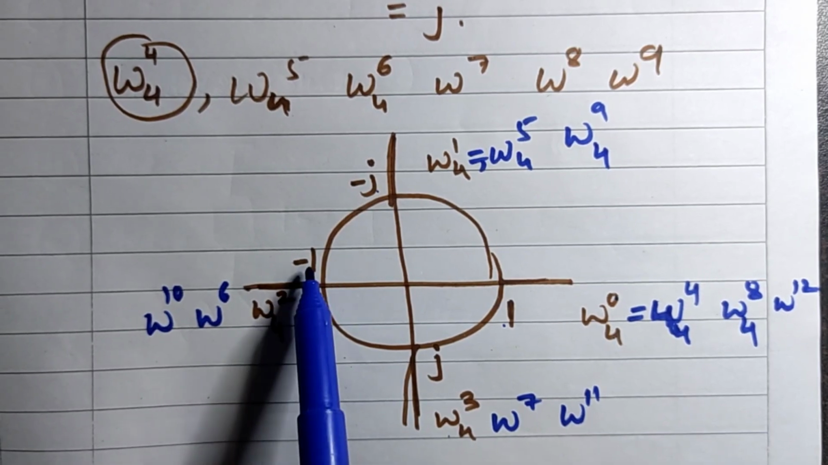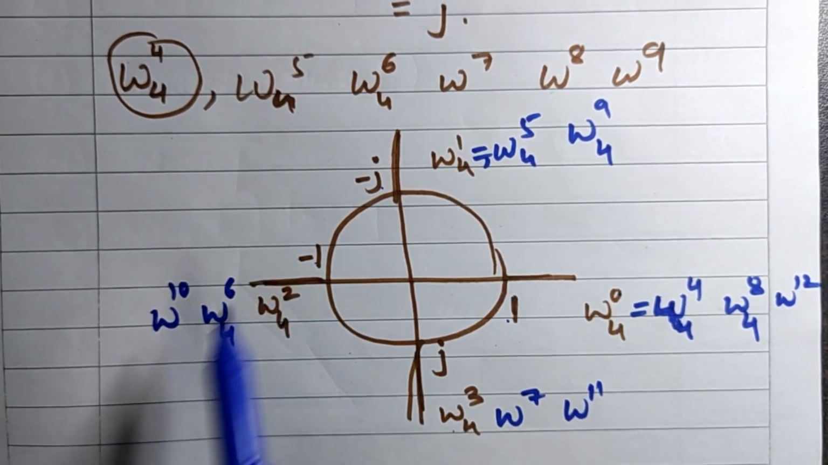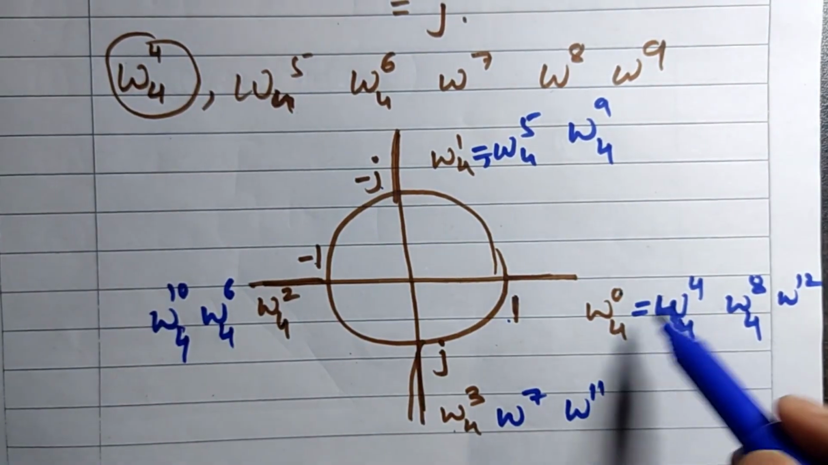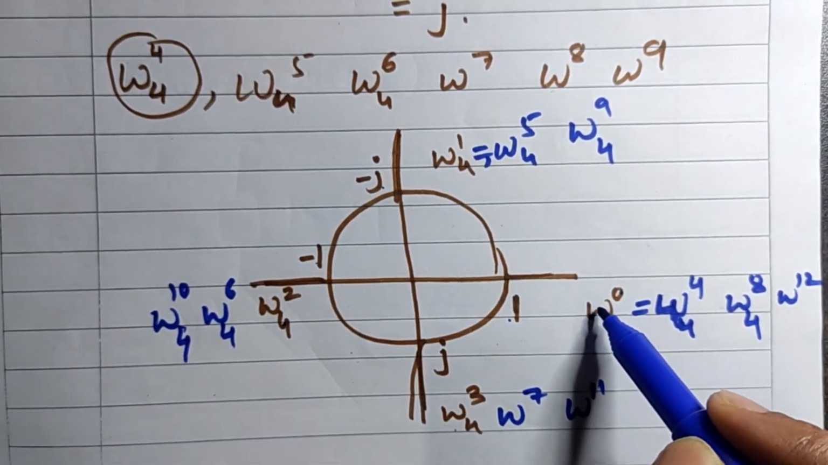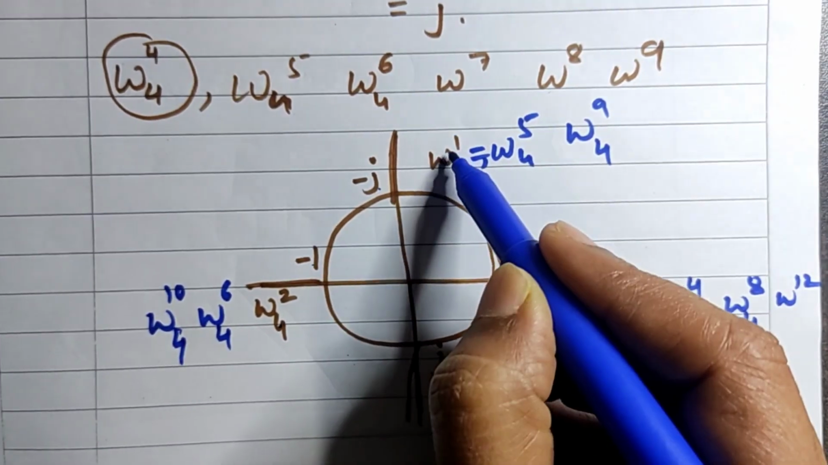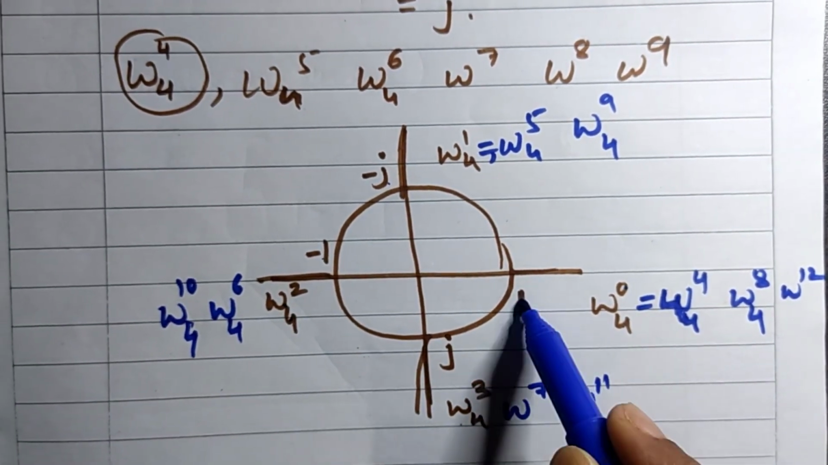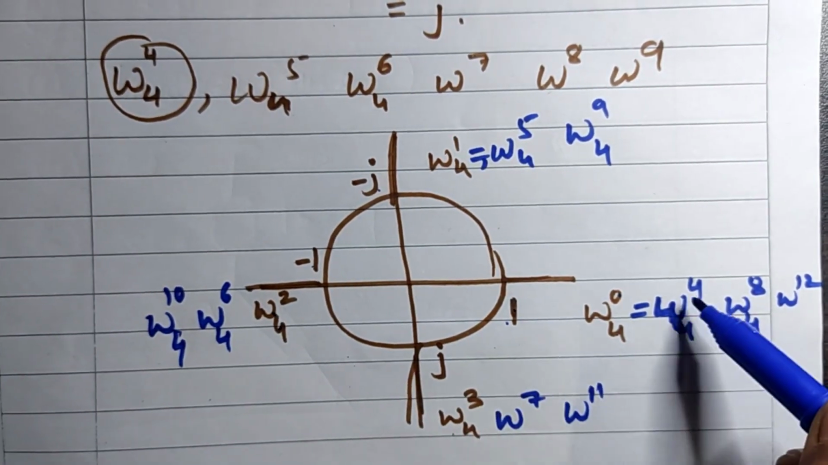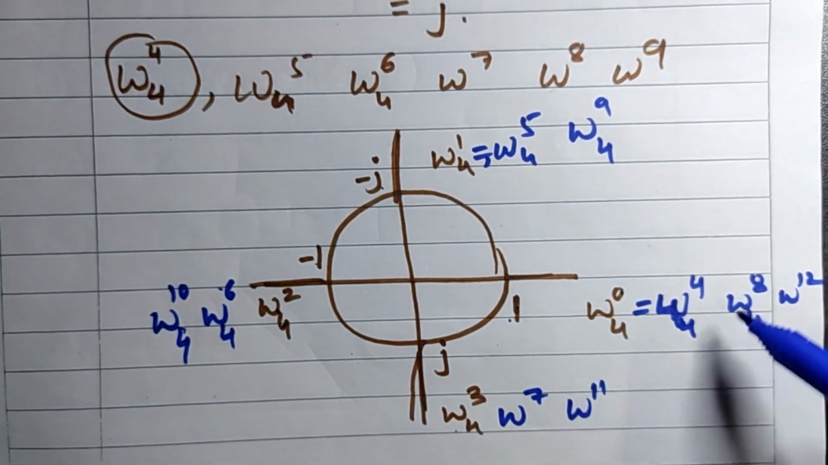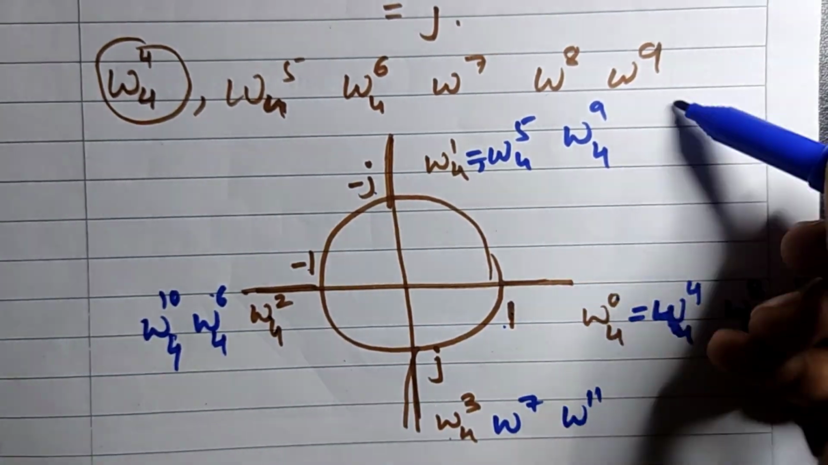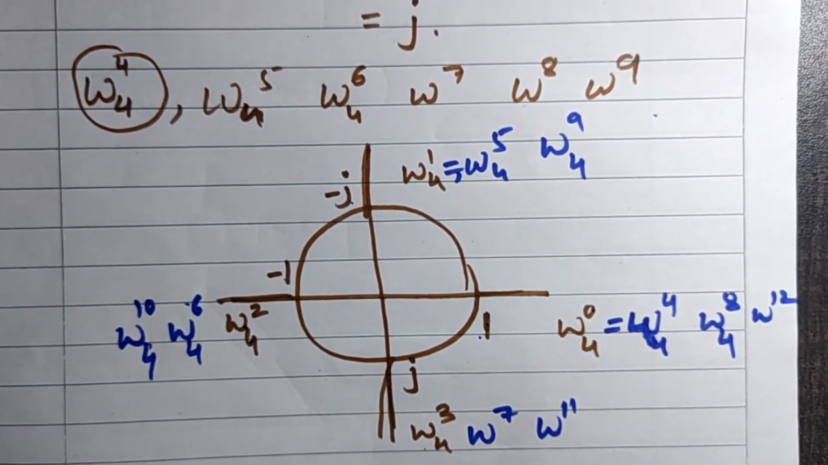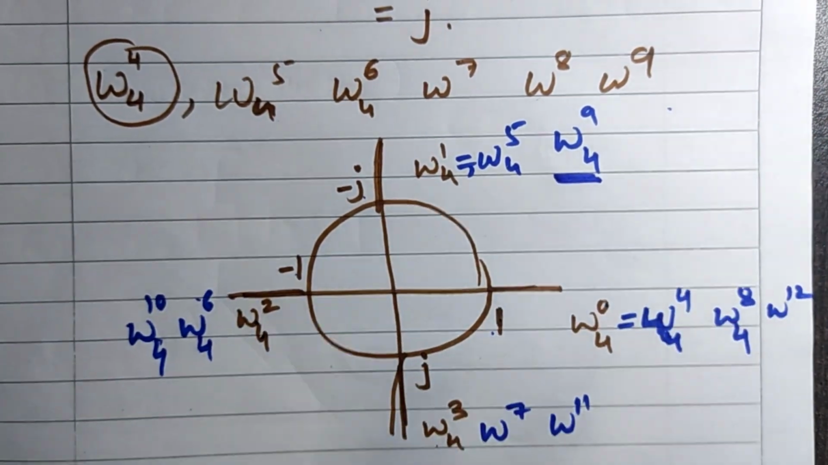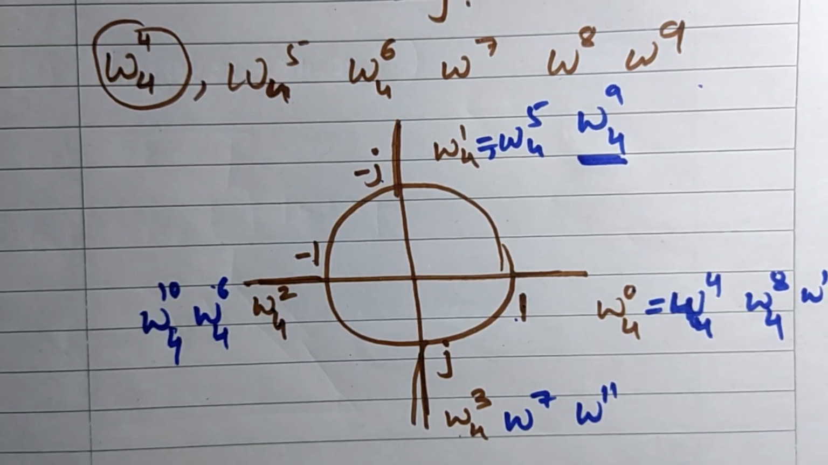Similarly, omega 4 to the power 2 is minus 1, omega 4 to the power 6 is minus 1, omega 4 to the power 10 is also minus 1. For this we have to be careful. First, we write omega 4 to the power 0, 1, 2 and 3, so those values we have to indicate. After this 0, 1, 2, 3, comes 4, 5, 6, 7, 8, 9, 10, 11, 12, 13, 14 and so on. It continues. These values, till how much we want, up to omega 4 to the power 9, there we can stop. Now we'll come back to this matrix.